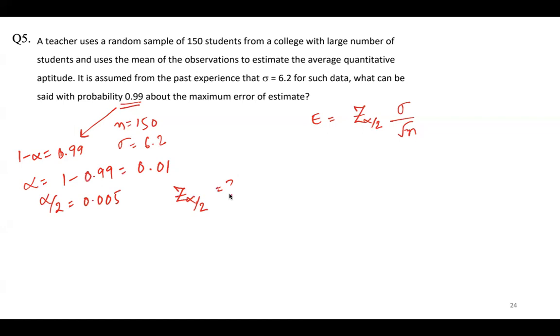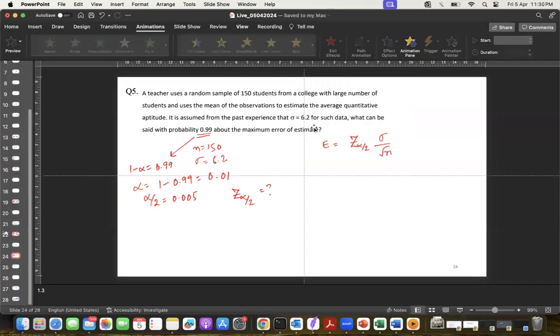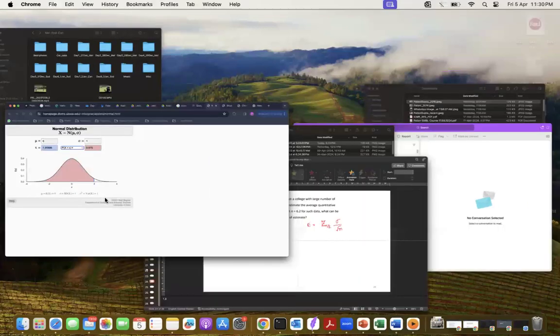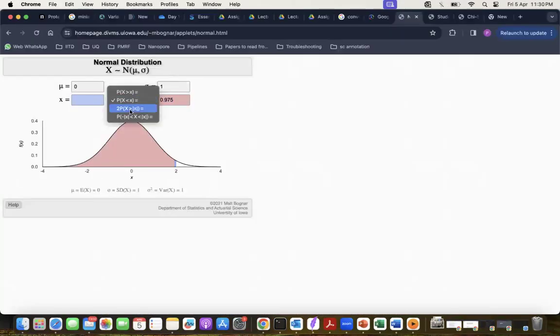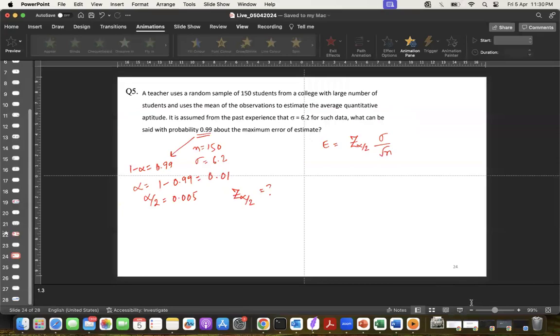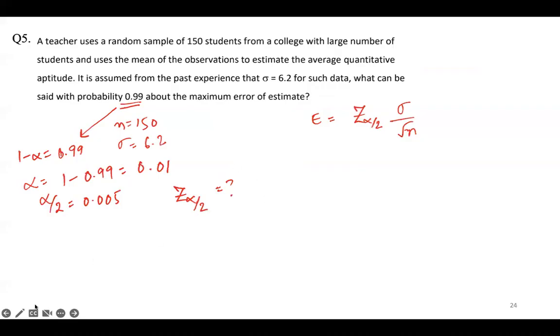To know that, we are going to go to the normal calculator. We'll put in 0.005 there, so let's just solve 0.005. This value here is equal to 2.57 or 2.58. So when we calculate, this is 2.58. That's it. You just need to plug in these values here.